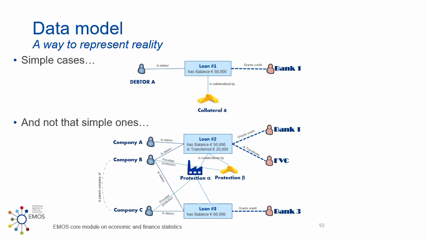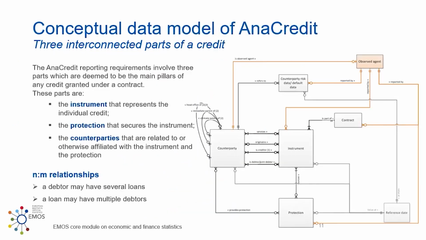Choosing the right data model, which describes the vast majority of loan agreements made in the euro area and beyond, where there are a multiplicity of involved and interconnected parties and elements, has fundamental implications for how credit and credit risk data should be recorded in AnaCredit. The abstract model underlying the AnaCredit collection has been chosen to broadly reflect the general information describing credit transactions. The AnaCredit data model recognizes three interconnected parts of a credit. These parts are the instrument part of the credit, the protection part of the credit, and the counterparty part of the credit.